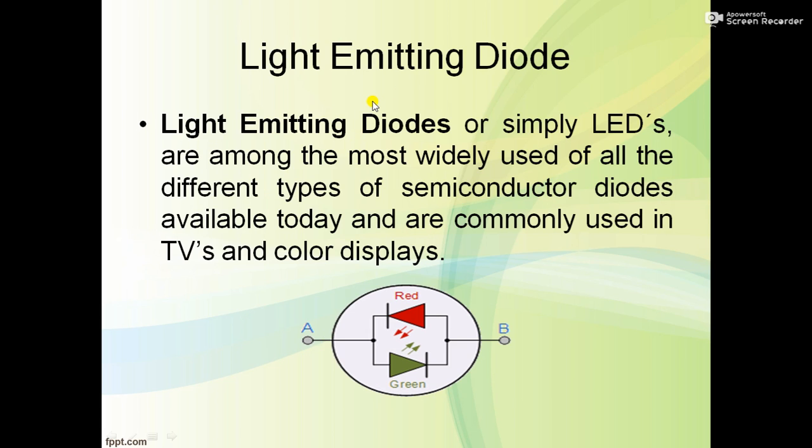So in this session, we are discussing the light emitting diode. Shortly, it is called an LED. So this is the symbol of LED. This LED is most widely used among all the different types of semiconductor diodes, and commonly it is used in TV and color displays. Mainly it is used as an indicator, just like an on and off switch. So this is the basic symbol of the light emitting diode.